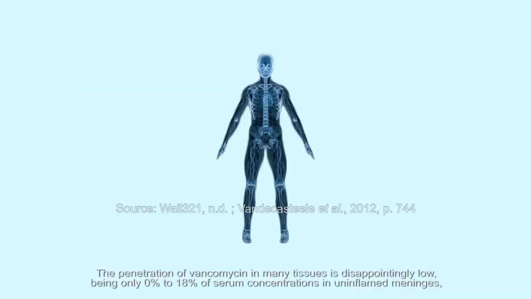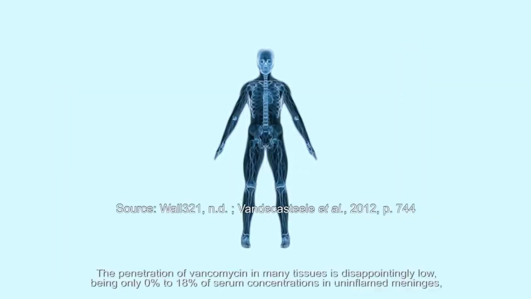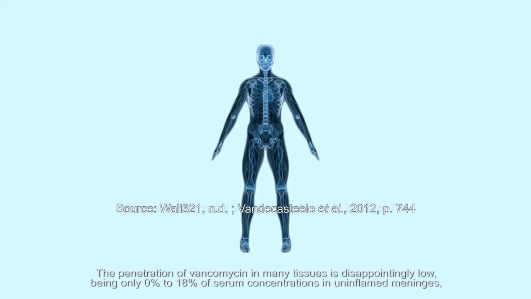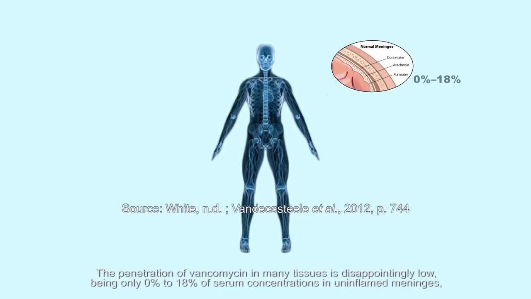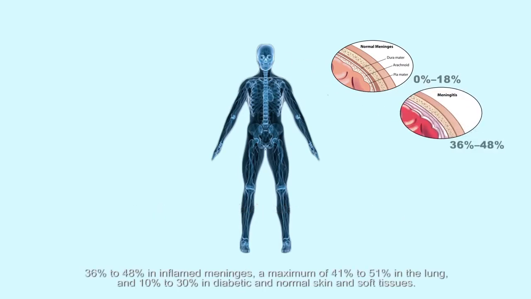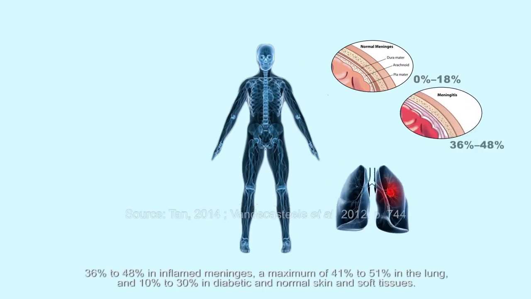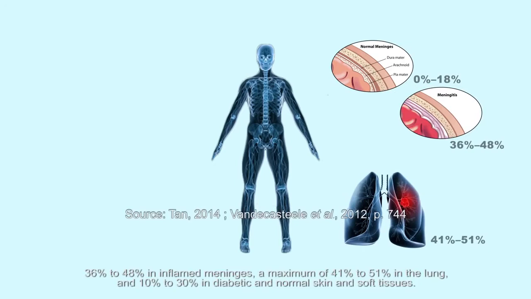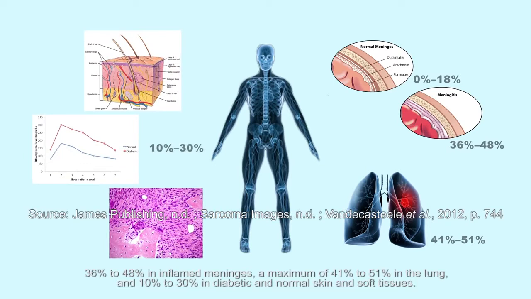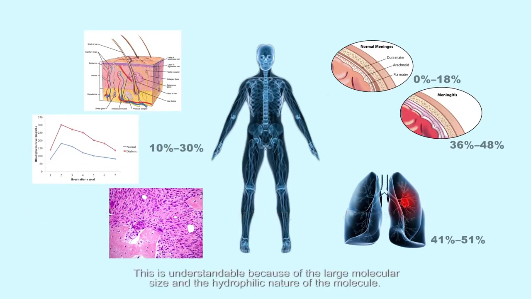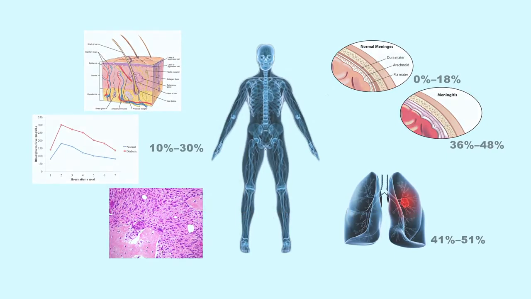The penetration of vancomycin in many tissues is disappointingly low, being only 0 to 18% of serum concentrations in uninflamed meninges, 36 to 48% in inflamed meninges, a maximum of 41 to 51% in the lung, and 10 to 30% in diabetic and normal skin and soft tissues. This is understandable because of the large molecular size and the hydrophilic nature of the molecule.